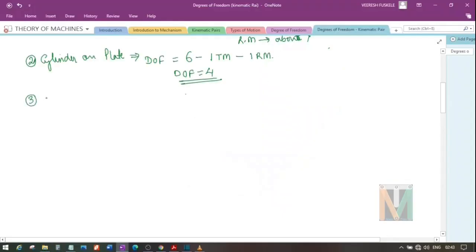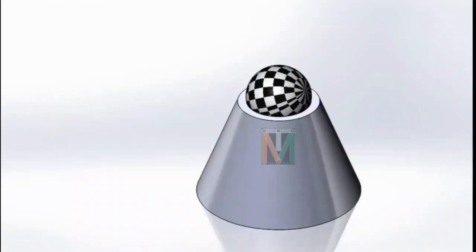So we can see from this demonstration that there are 2 translation motions that are restricted. So for the example of a sphere inside a hollow cylinder, we have a degree of freedom as 6 minus 2 translatory motions which are restricted. So the degree of freedom will be 4. Right? Now let us see another example where there will be 3 restraints as we saw in the first example, and the degree of freedom will also be 3.